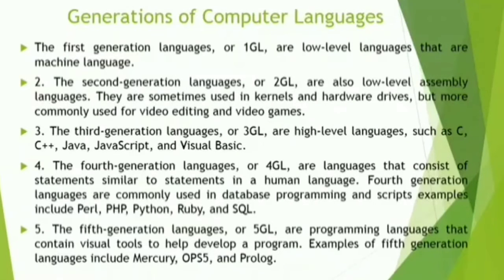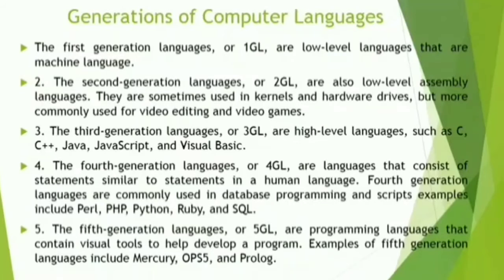The generations of computer language: first generation language, or 1GL, are low level language, that is machine language. Second generation language, or 2GL, are also low level assembly language. They are sometimes used in kernel and hardware drivers, but more commonly used for video editing and video cameras. Third generation language, or 3GL, are high level languages such as C, C++, Java, JavaScript and Visual Basic. These are commonly used for gaming or software designing.